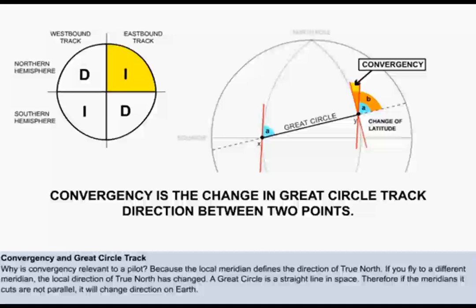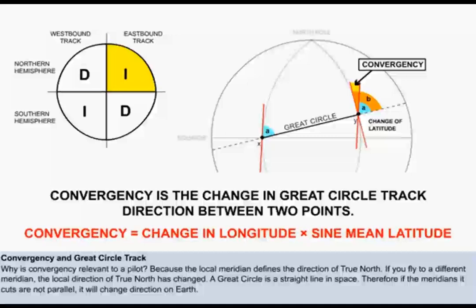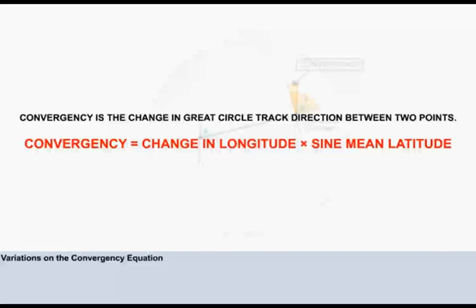In this case, we cannot use the simple convergency formula of change of longitude times sine of latitude, because there are 2 latitudes to consider. Instead, we take the sine of mid-latitude, or of mean latitude, which, with only 2 points, is the same thing, to give us the formula: convergency equals change in longitude times the sine of the mean latitude, where mean latitude is the mean or average latitude between the 2 points. What we have just found is the basic convergency equation.